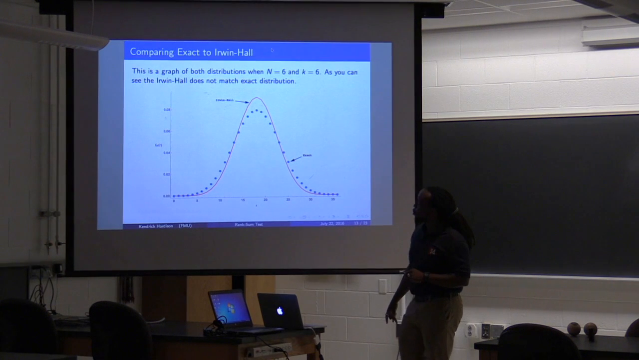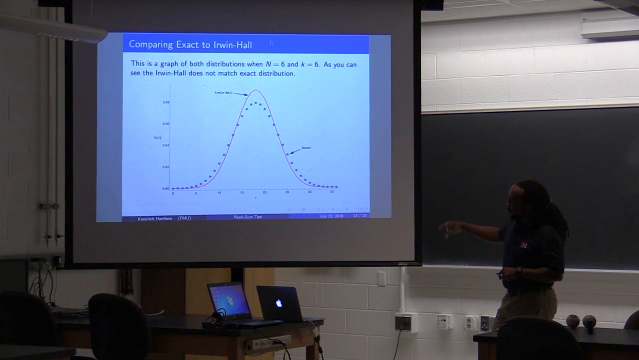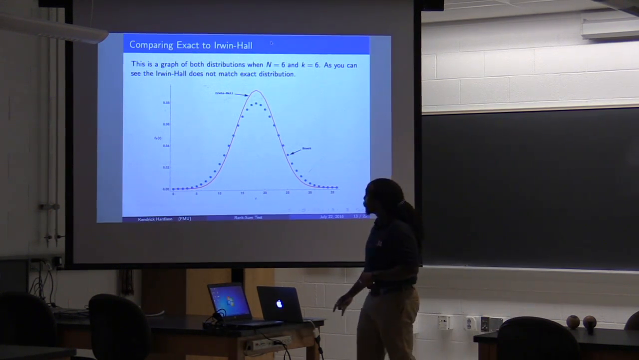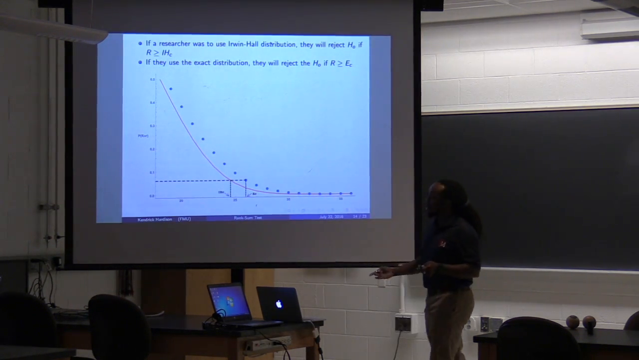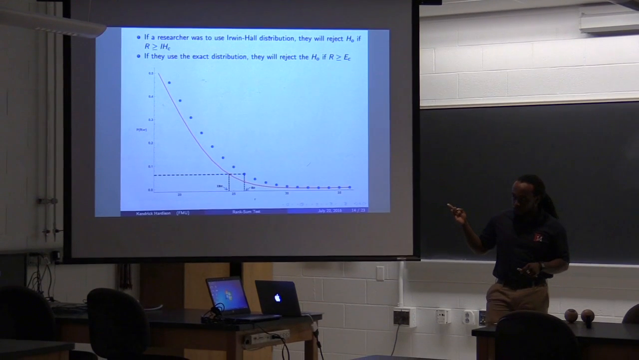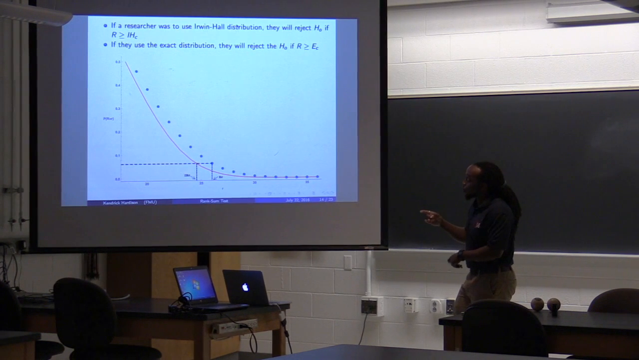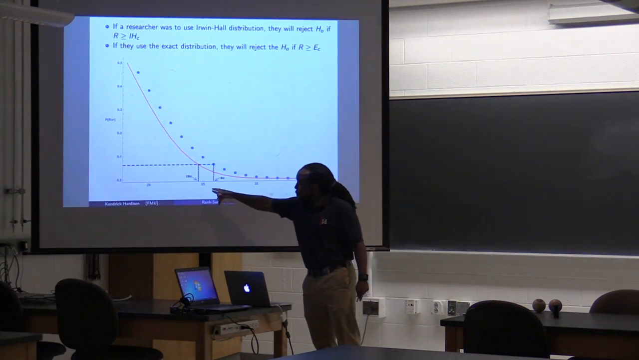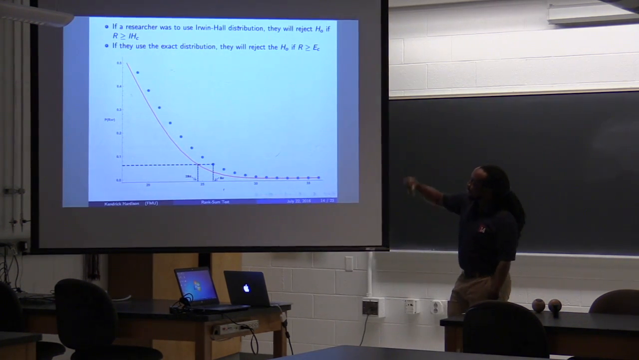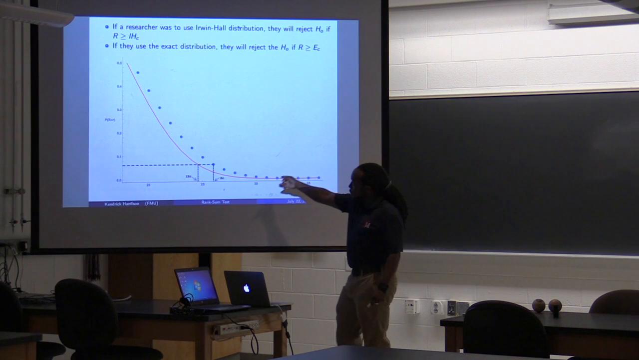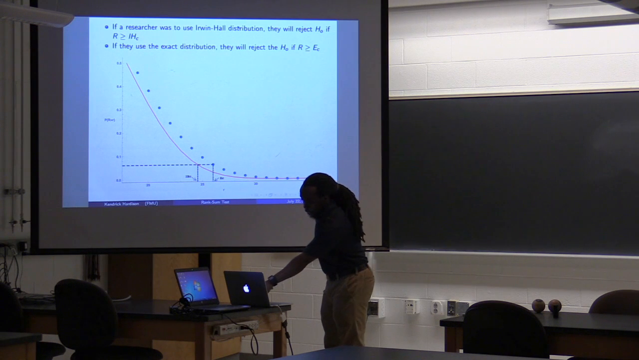As you can see, if you compare both distributions, the Irwin-Hall is the continuous one, and the exact is the discrete one. Now, as you can see, they do not match at all. This is the case for n equals 6 and k equals 6. And we can go even further to say, if a researcher was using this Irwin-Hall distribution, they're going to reject the null hypothesis whenever the rank sum is greater than or equal to the Irwin-Hall critical value. And as you can see, in this case, the Irwin-Hall critical value is going to be right here if we were testing for an alpha value of 0.05, but if they were using the exact distribution, this would be the critical value. As you can see, it would be rejecting differently.